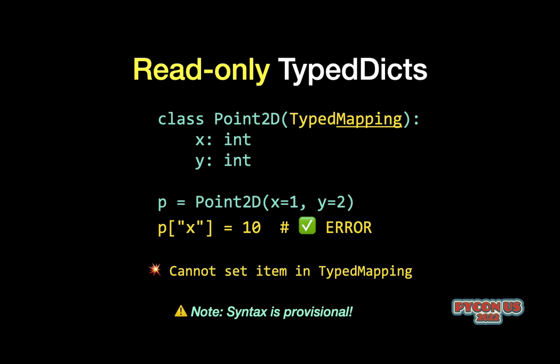And another sort of, see, I'd have to review my type theory, but because this is an immutable type, there may be something that can be invariant here that wouldn't be possible in other cases. So there might be some interesting uses for that. So that's read-only typed dicts.